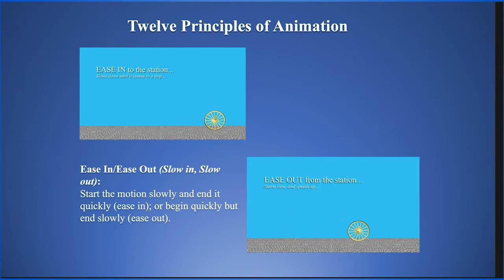Ease in or ease out, which is also called slow in or slow out in the book that Frank Thomas and Ollie Johnston wrote, but we call it ease in or ease out in the computer program we're using. So in After Effects, when you ease in, you ease into the station. So you slow down until it comes to a stop. So it's moving fast and it slows down as it eases into the station. It's like a train. And then ease out is like easing out from the train station. It starts slowly and then speeds up. So that's ease in and ease out in After Effects.